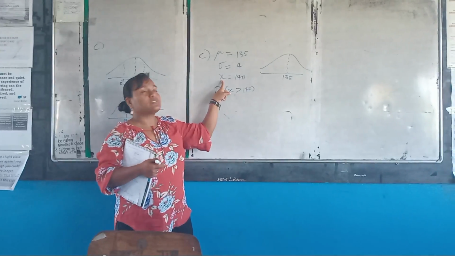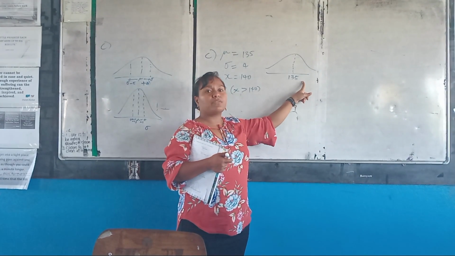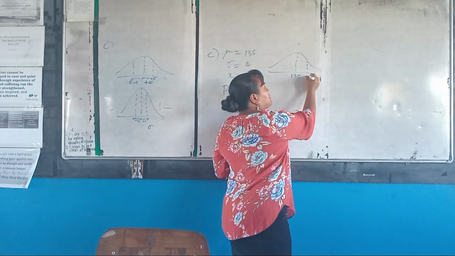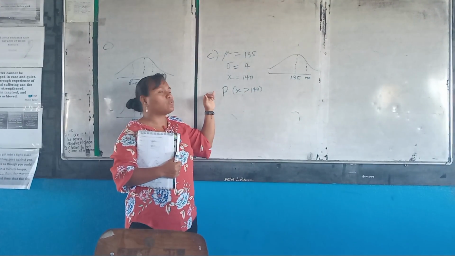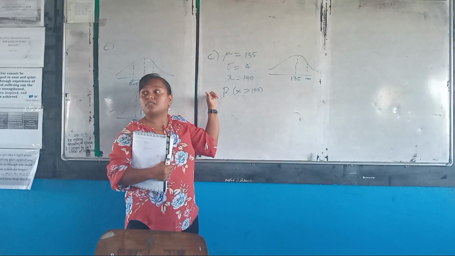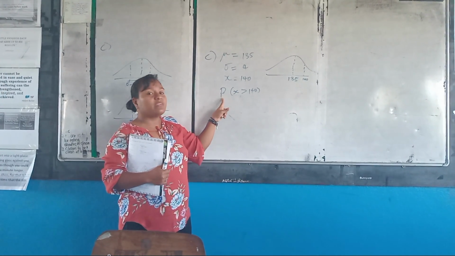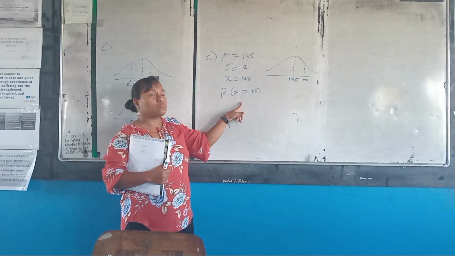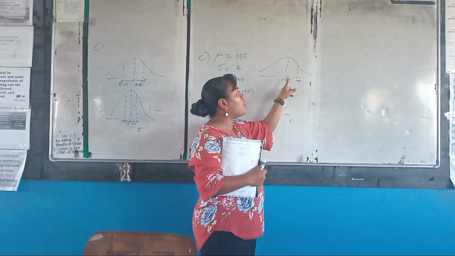So in this case, which value? 140. Is it on the left or on the right? On the right, because it's more than 135. After listing that down, you're going to look at your question. The required question is the required X value. It reads: probability of X more than 140. Probability X is more than 140.